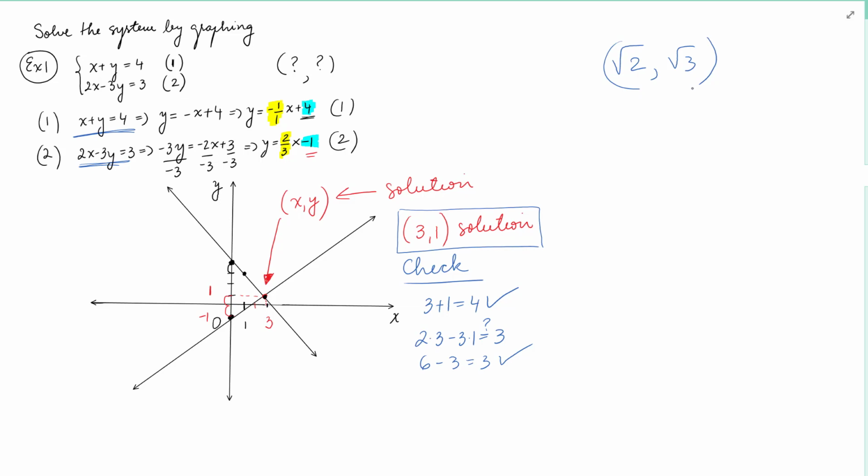So I want you to look at the graphing method as a method to visualize what happens with the solution. To have a solution of a system means that the 2 lines that we were graphing should intersect at one point, and you have to figure out the coordinates of that point.